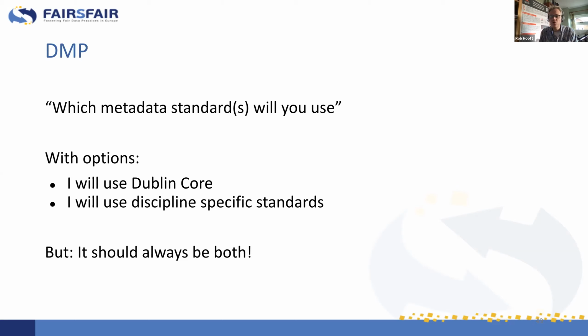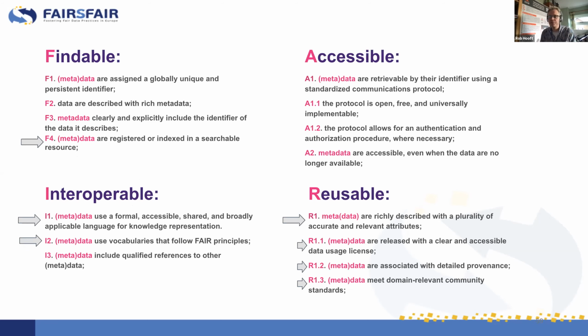So Dublin Core and DataCite, they are generic data set metadata. They can always be used to describe any kind of object, but you cannot say everything with those generic metadata. So you always need discipline specific standards as well.